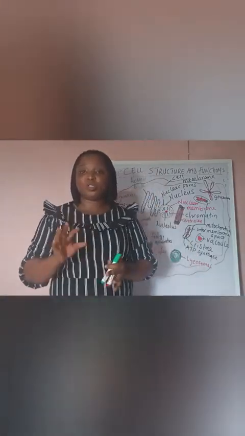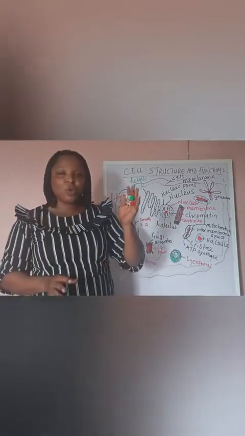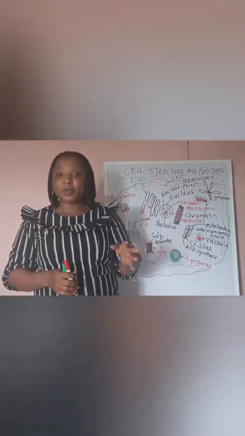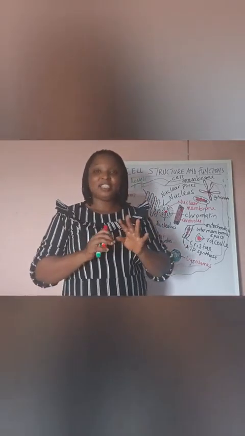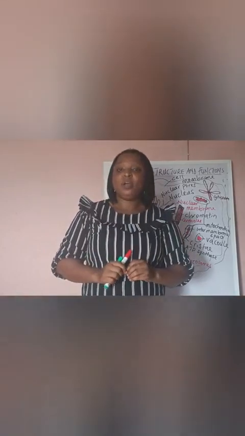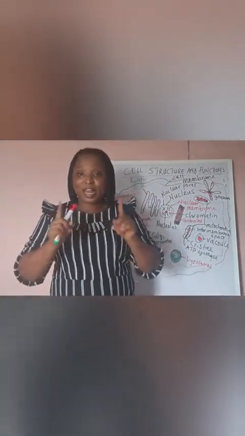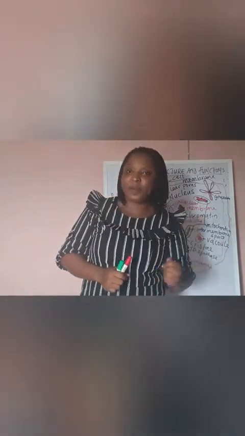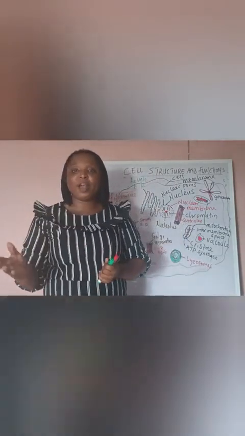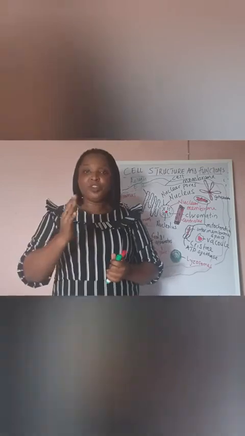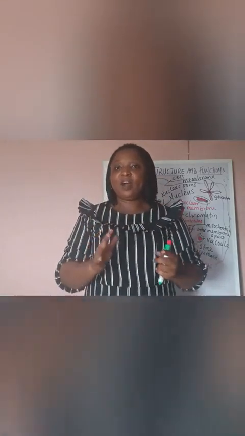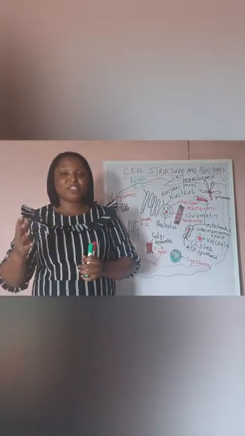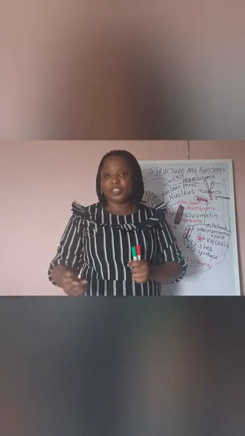So based on structure, cells are grouped into prokaryotic and eukaryotic cells. So the prokaryotic cells are the cells that are devoid of nucleus, and their organelles lack membrane, like in bacteria. So we have the eukaryotic cell, which has a nucleus and their organelles are membrane bound. So this can be found in higher living organisms.